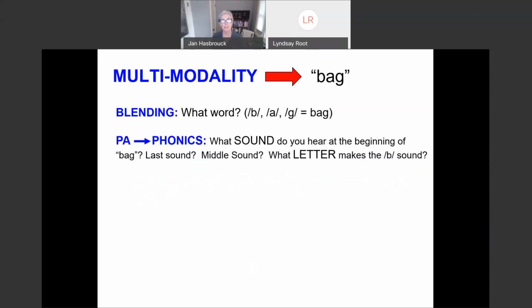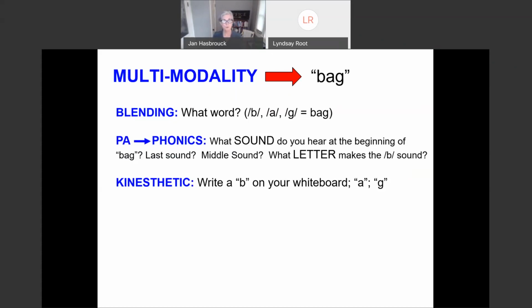We can now connect the auditory practices with phonics. Now we have to turn the light back on, take the blindfolds off the children. Activate the sound again. What sound do you hear at the beginning of bag? What's the last sound, the middle sound? And then what letter? Now we're bringing in the phonics. What letter makes the B sound? What letter makes the A and the G sound?